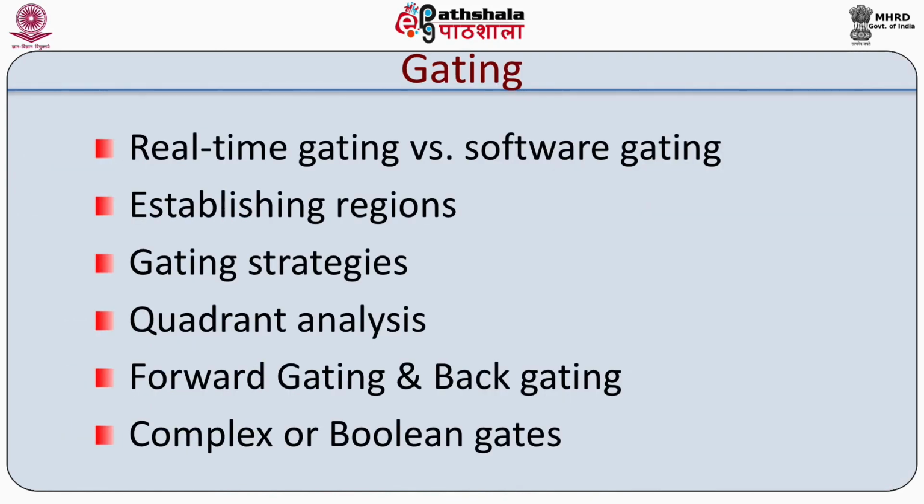Now coming to the gating. Gating is a graphical boundary which is created around a cluster of cells which have similar properties, making them a homogeneous population. This boundary can be of different shapes, and this gating can be done in real time versus on stored data. How we establish these regions involves various gating strategies: it could be quadrant analysis, forward gating, back gating, as well as, for complex populations, a mixture of populations, Boolean gating.